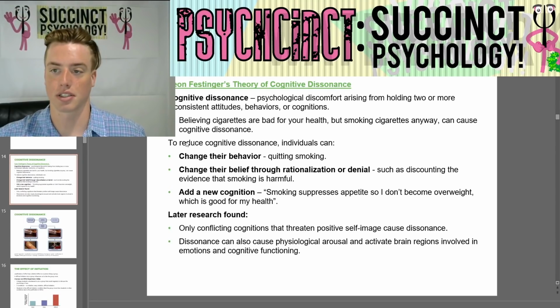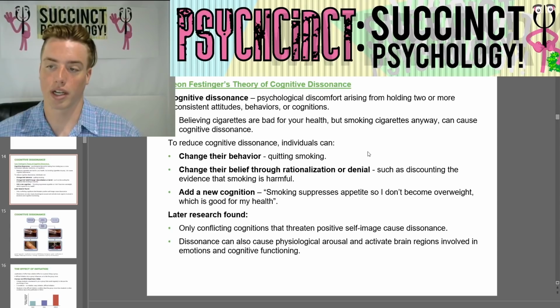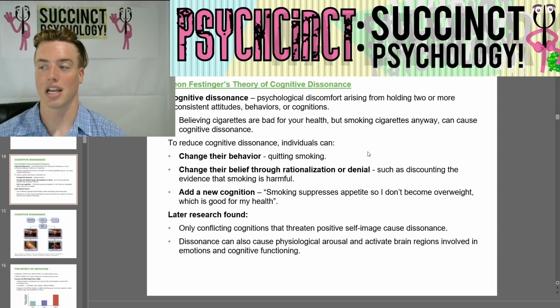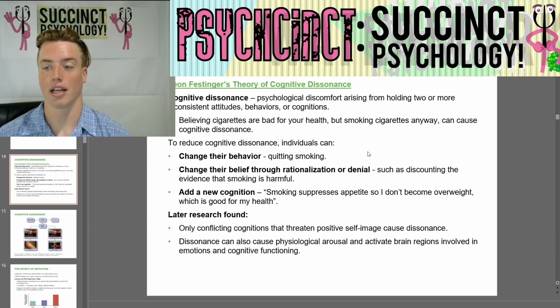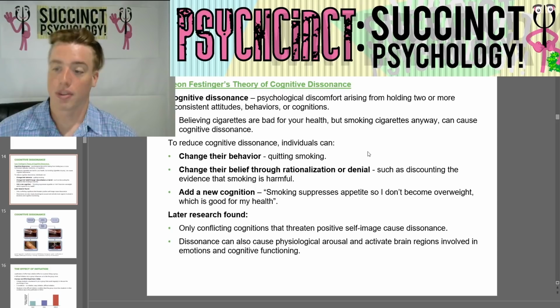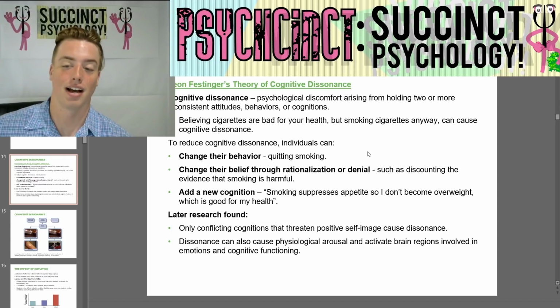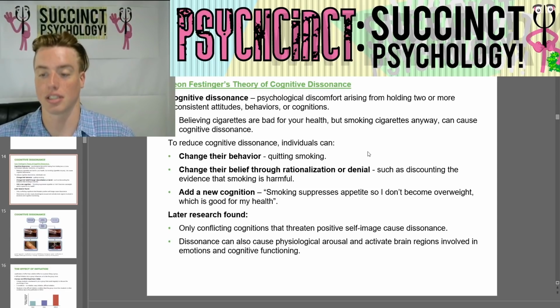So, cognitive dissonance. Leon Festinger's theory of cognitive dissonance. Cognitive dissonance is a psychological discomfort arising from holding 2 or more inconsistent attitudes, behaviors, or cognitions. Believing cigarettes are bad for your health, but smoking cigarettes anyway can cause cognitive dissonance. To reduce cognitive dissonance, individuals can change their behavior by quitting smoking, change their belief through rationalization or denial, such as discounting the evidence that smoking is harmful, or they can add a new cognition: smoking suppresses appetite so I don't become overweight, which is good for my health. Later research found only conflicting cognitions that threaten positive self-image cause dissonance.